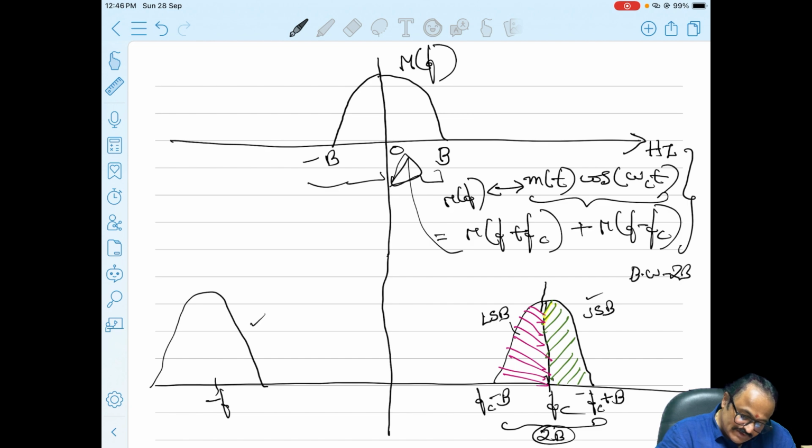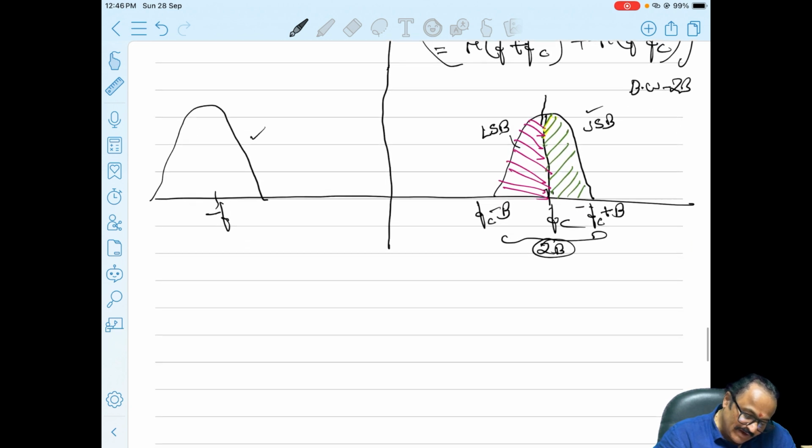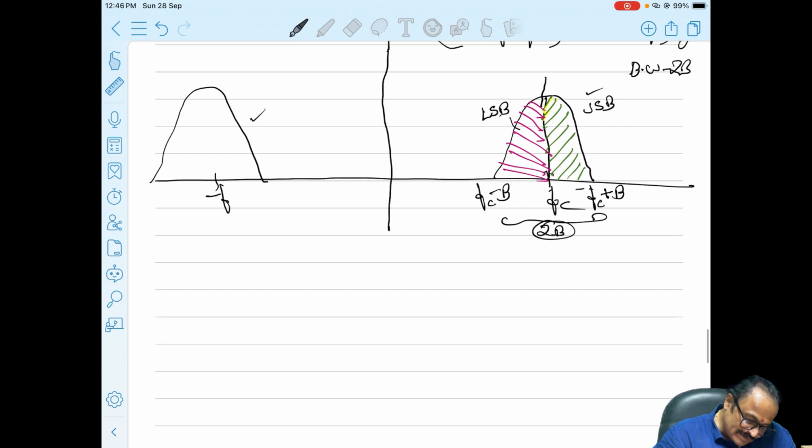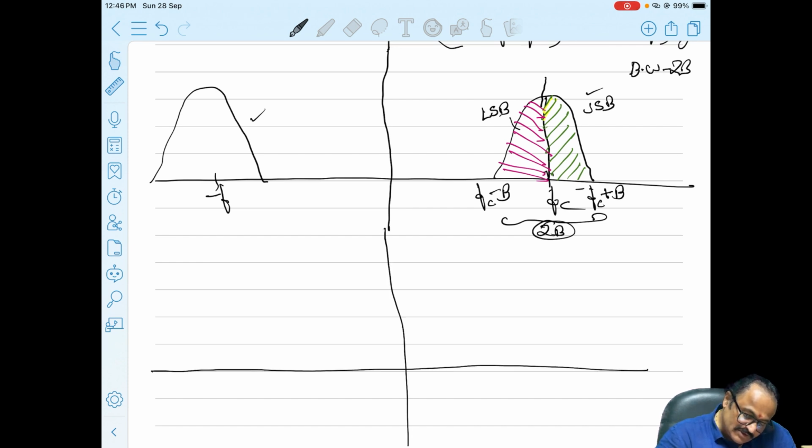Now how do we remove one of the sidebands? To remove one of the sidebands, the best way is to use a band pass filter. I will take the same signal here. Suppose I want to remove the upper side band, or keep only the lower side band. I will use a band pass filter whose frequency width will be only this.